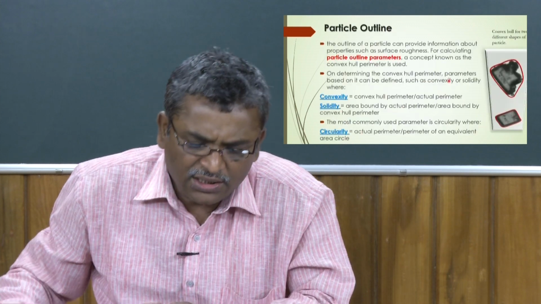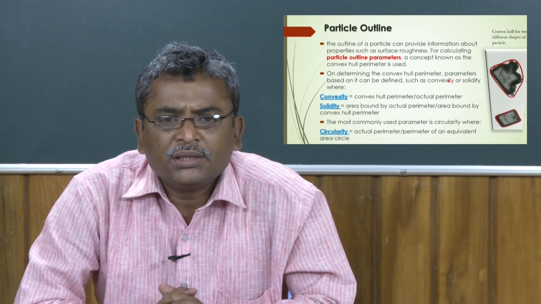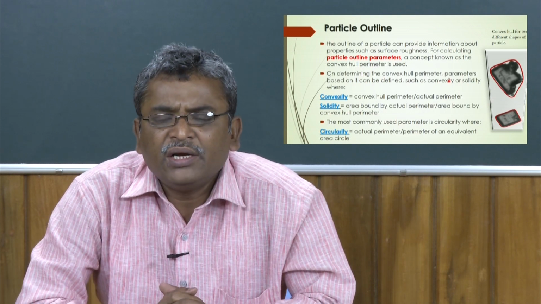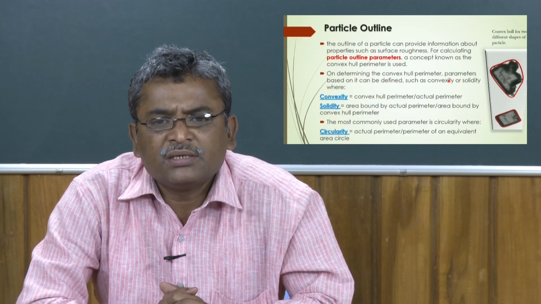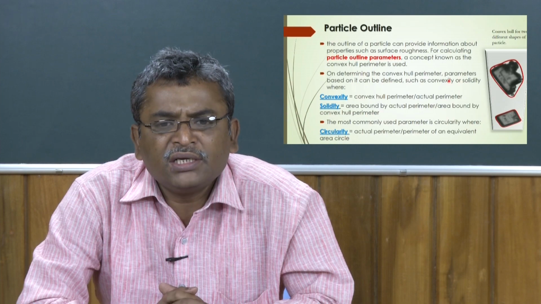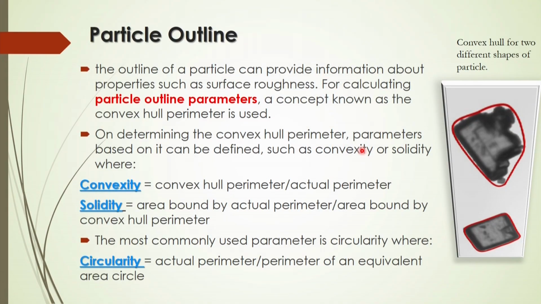And then particle outline. The outline of the particle will provide information about properties such as surface roughness. For conducting particle outline parameters, a concept known as convex hull perimeter is used. The convex hull perimeter will give you the outline parameter of the particles.